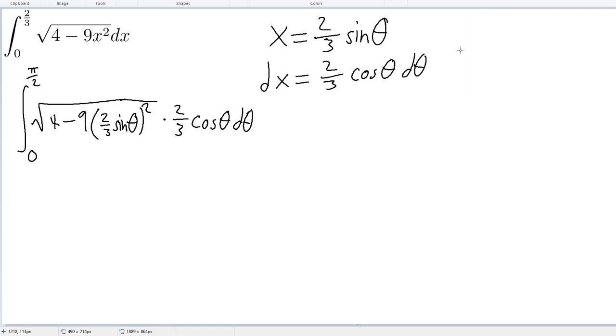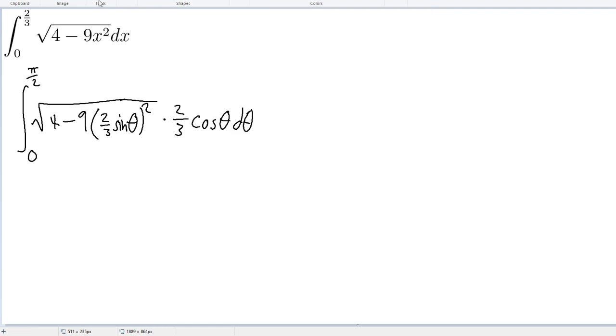So we can go ahead and delete this. And we actually don't need this anymore because everything is in theta. And our bounds are in theta, so we don't have to go back to our x variables. Okay. You only go back to x variables if you don't change the bounds or when it's like indefinite. Okay.